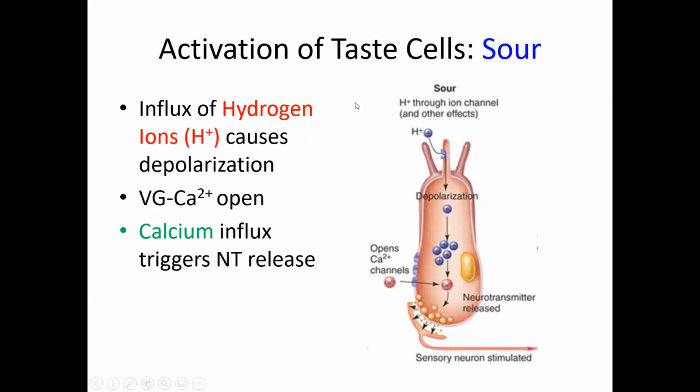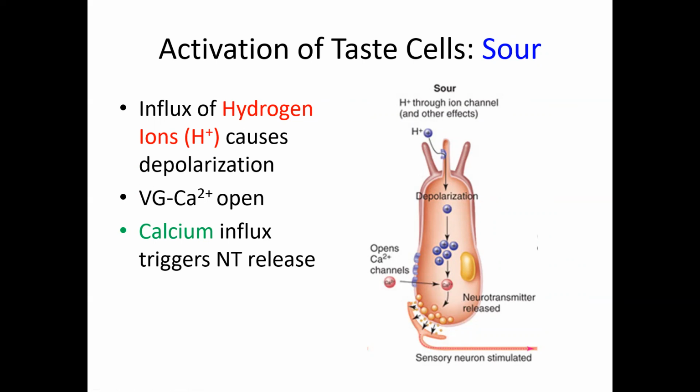Okay, so sour activates with the presence of hydrogen ions. And again, hydrogen ions are positive. So when they diffuse into the cell, you're adding a positive charge. We call that depolarization. That's going to trigger opening of voltage-gated calcium channels. The voltage-gated calcium channels trigger exocytosis of neurotransmitters. And again, that goes to the sensory neurons, activates action potentials that travel to the brain.